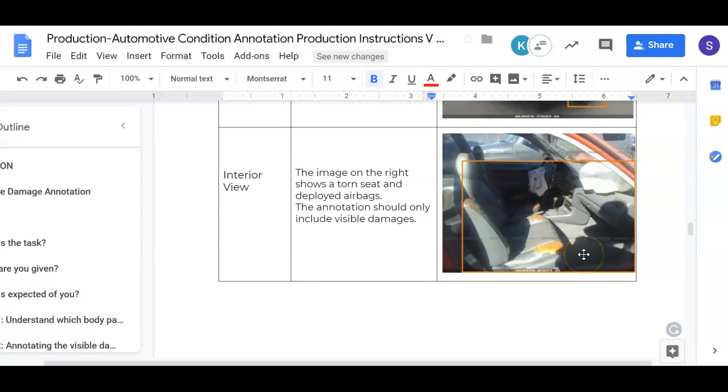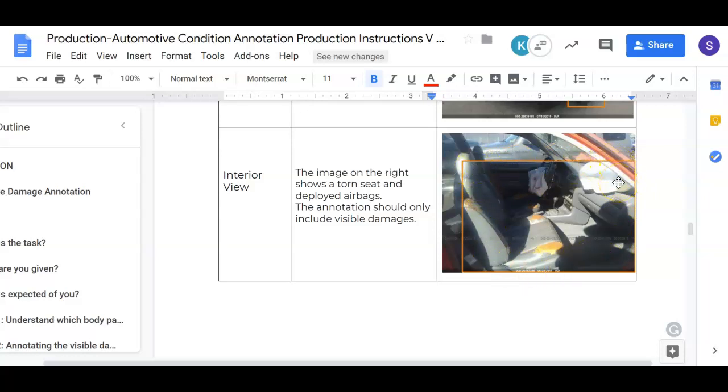Now here you have several tests. Of course you see the airbag, so you include the airbag also. This is also 25%, because you have no visibility to determine if more than other parts of the vehicle are actually damaged or not. So you will of course annotate the airbags.